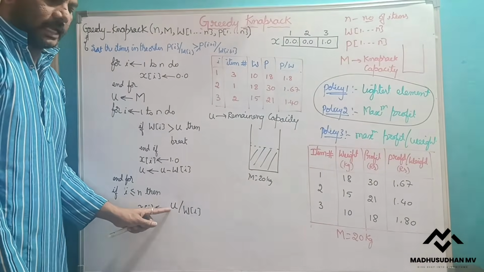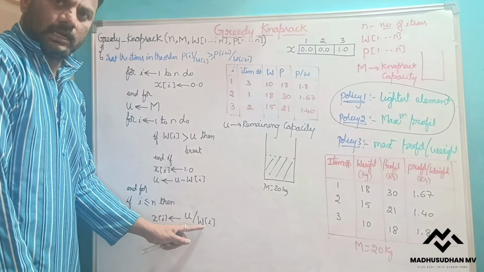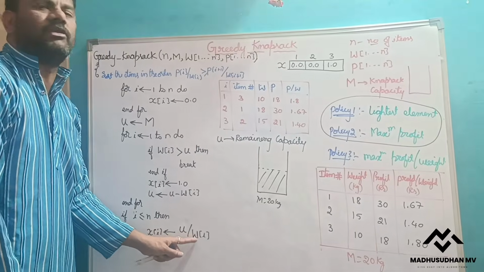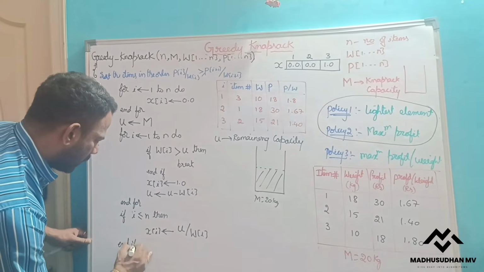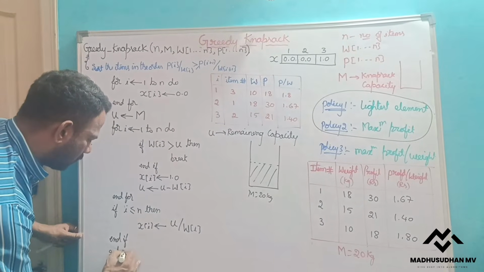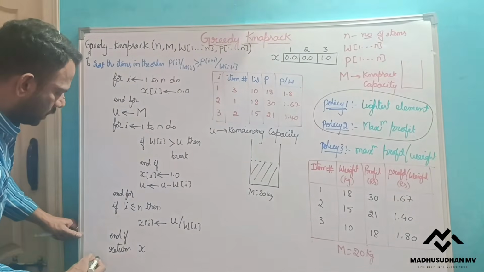Suppose our remaining capacity is 8 kg, but the total weight is 10 kg, which means we take 8 kg out of 10 kg. That's the meaning. Okay, so that's it. End if, and finally return what? Our output array, the X array, you have to return.